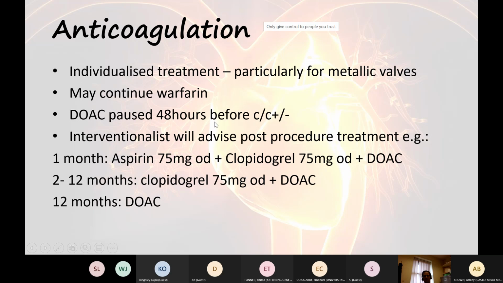Again, if they've got a very, very strong reason to be on the DOAC, say they've had a previous stroke and they've got atrial fibrillation with a very high CHA2DS2-VASc score, then speak to the interventionist and see what they want you to do.